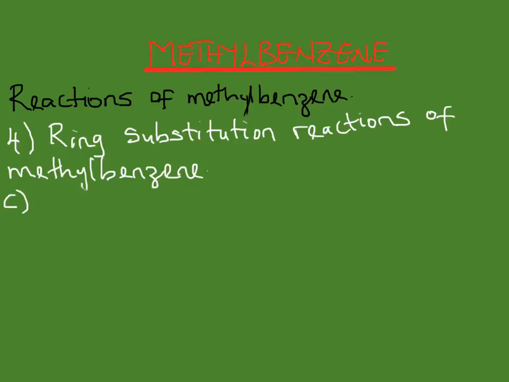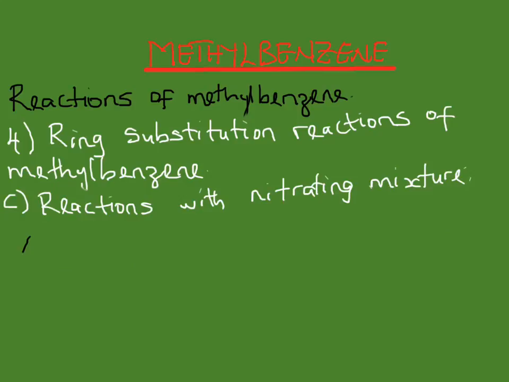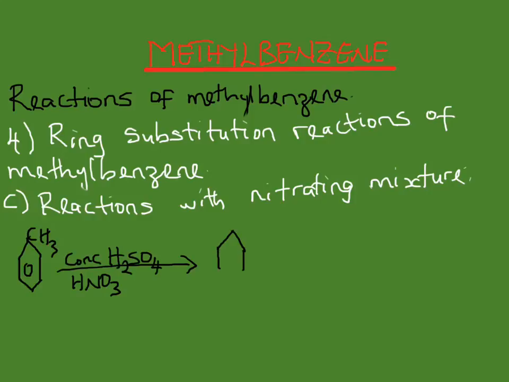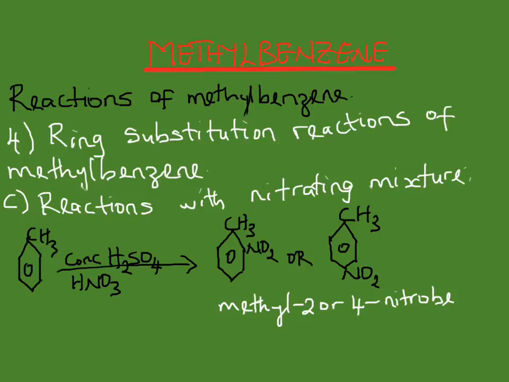The next will be the reaction of methylbenzene with nitrating mixture. Methylbenzene reacts with nitrating mixture to produce methyl nitrobenzene. Like you can see the reaction there. Remember, a nitrating mixture is a mixture of concentrated sulfuric acid and nitric acid. And there, methylbenzene reacts with a nitrating mixture to yield methyl 2 or 4 nitrobenzene.